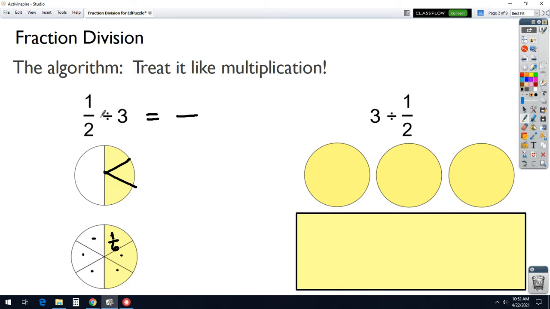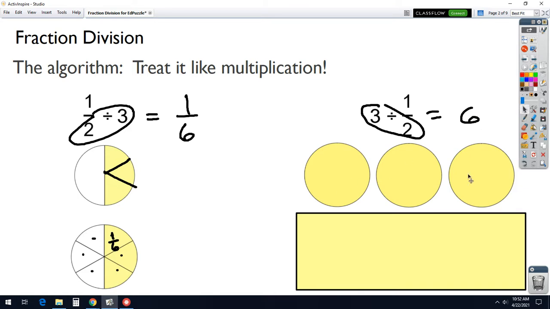Let's see if that works with our algorithm, our steps. How did we get a 6? Well, 2 times 3 gives us 6, and since we started with a fraction, we end with a fraction. Let's check this one out. Is it still going to work when we do 2 times 3, or 3 times 2 is 6?